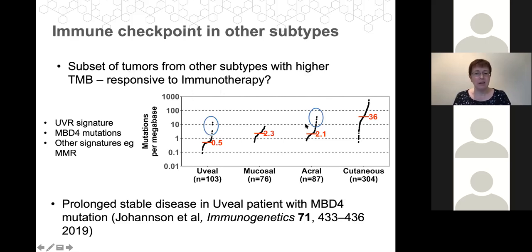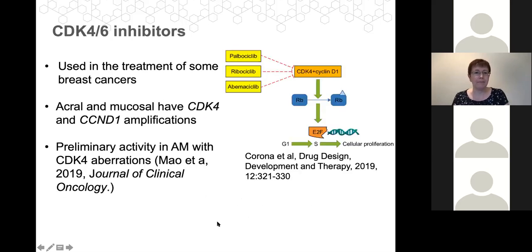So these are outlier tumours, particularly in the acrals and uveals, that have higher burdens as a result of ultraviolet radiation signature, MBD4 mutations, and other signatures such as mismatch repair. And so potentially with a higher tumour burden, they could respond to immunotherapy. Unfortunately, we don't have any response data from these patients in this cohort. Prolonged stable disease has been reported previously in a uveal patient with an MBD4 mutation, however.